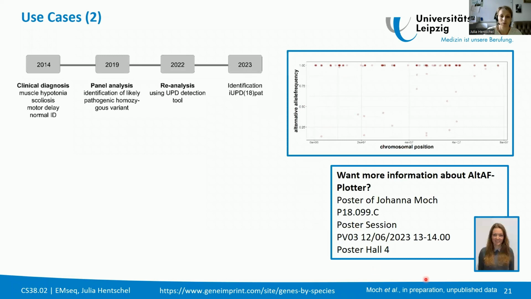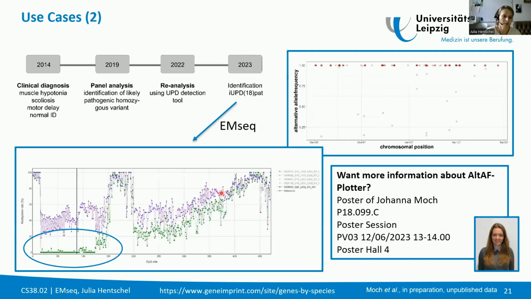And if you want to have more information about the new tool, which is called AlterF plotter, then I recommend to visit the poster of Johanna, which is on the conference. And then we performed EM-seq because there are known imprinting regions on chromosome 18. And we can confirm that there is a hypomethylation in the region of chromosome 18. So this technique can be nicely used in the case of suspicion of imprinting disorders caused by UPDs.